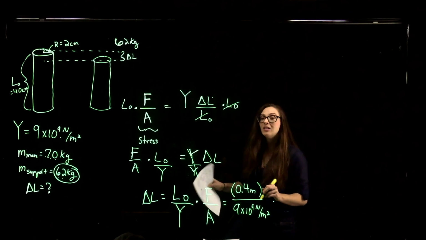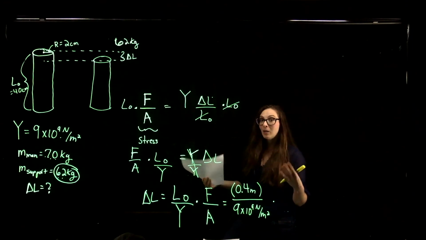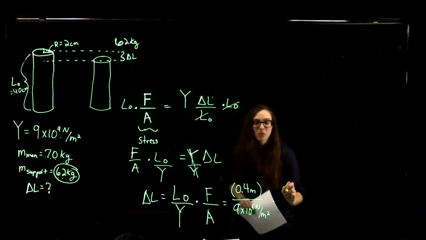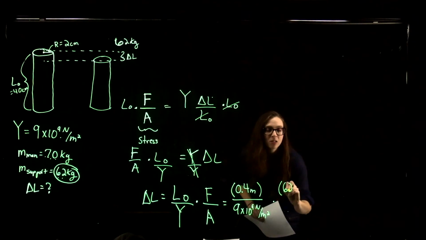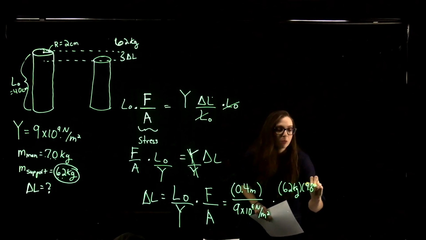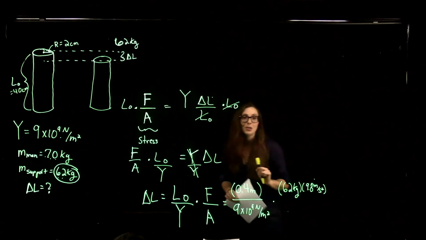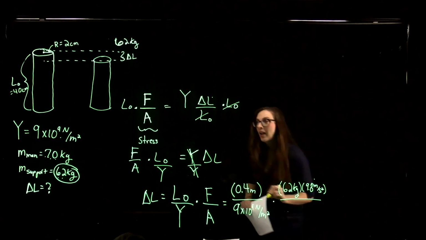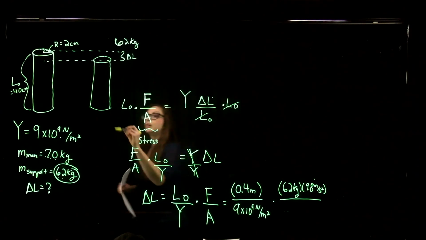The force applied is going to be that mass times gravity. We're applying 62 kilograms times 9.8 meters per second squared. Sometimes I say gravity. What I really mean is the acceleration due to gravity, 9.8 meters per second squared, divided by the cross-sectional area of this bone.